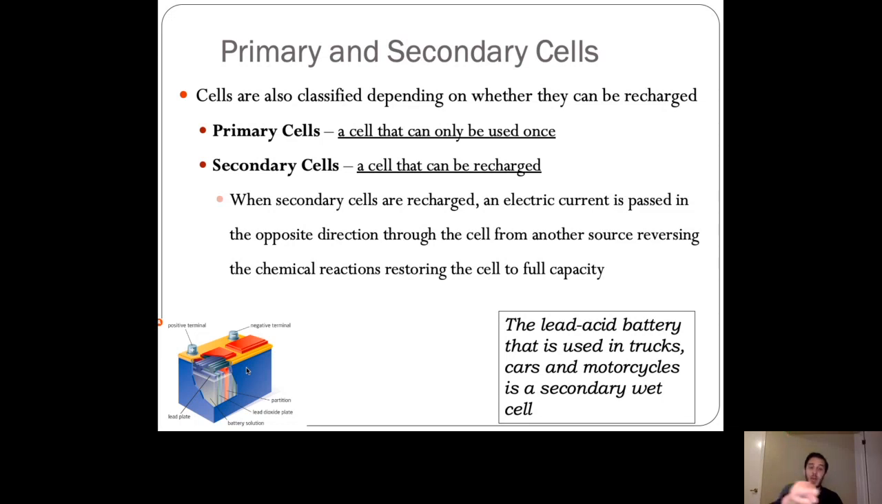Then you've got to take jumper cables to the battery and attach them to a second car and jump the battery. That process reverses the chemical reaction as well and recharges the battery just a little bit.